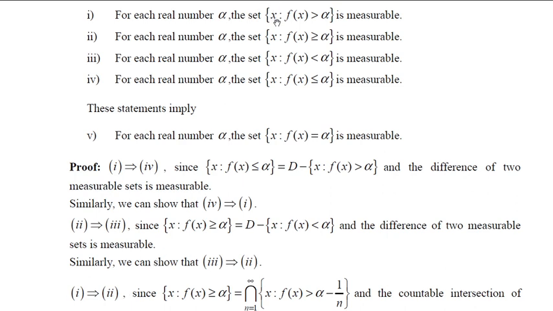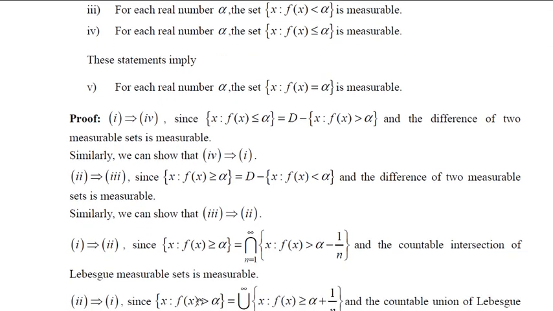And you should note that, given the first statement, the set of x for which f of x is greater than alpha is measurable. Therefore, this set is also measurable. So a countable intersection of Lebesgue measurable sets is again measurable. Therefore, this set is measurable. Similarly, you can prove 2 implies 1.